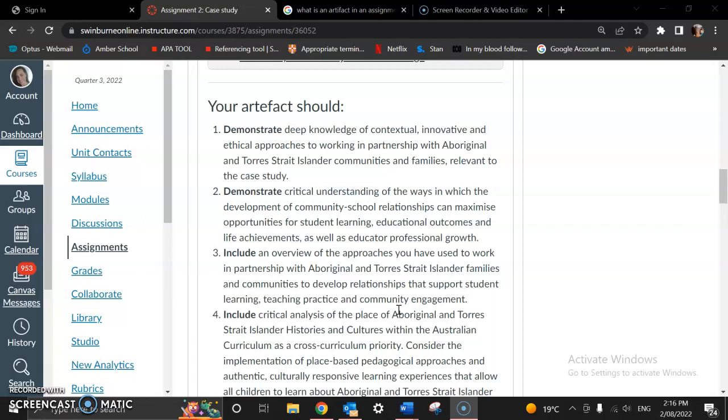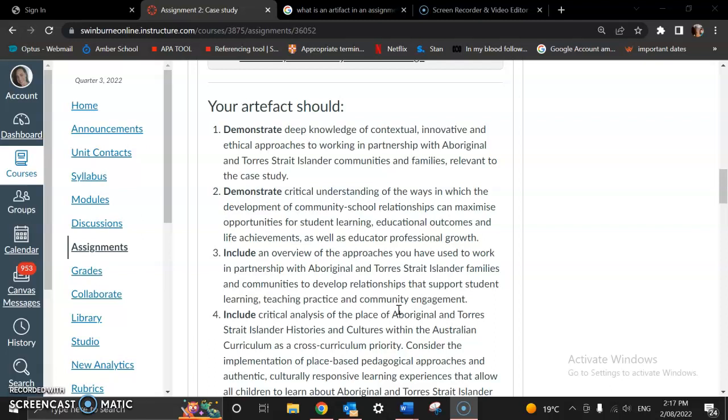You also want to include an overview of the approaches you've used in partnerships with Aboriginal and Torres Strait Islander families. So as I was saying, there's a whole range of ways to engage the community. You could do a whole school approach, a classroom approach where you invite elders in or parents in or siblings in to support the learning you're doing. There's no right or wrong here. It really is what works within your community, within your school, within your classroom. Always seek advice, support and accuracy where possible from community members to ensure that you're teaching in a respectful and accurate way.